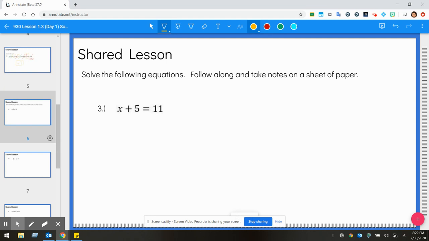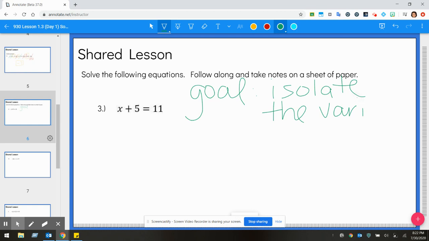example number 3. So this is actually the beginning of solving equations, right? x plus 5 equals 11. Now the goal of solving equations always is to isolate your variable. That means get the variable by itself. So if I have x plus 5, I want to get x by itself. Right now, 5 is being added to x. So I'm going to undo the operation of addition and go ahead and subtract 5 from both sides.